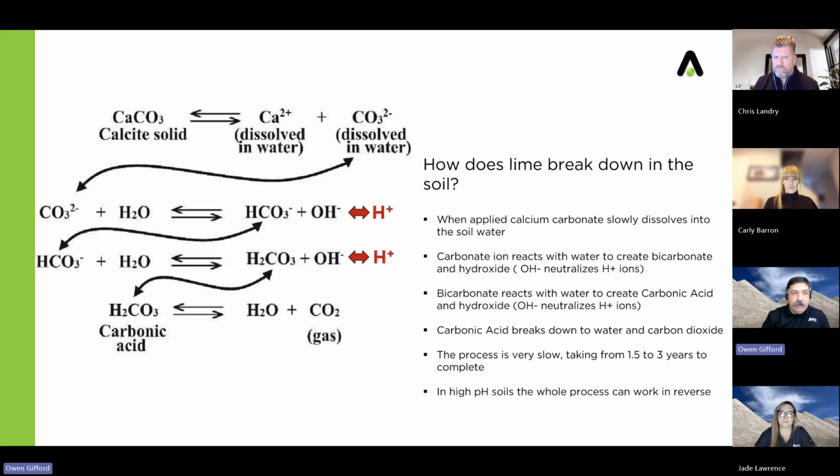And interestingly, in a higher pH soil, as you notice, the arrows go in both directions in these reactions. In a higher pH soil, the whole process can really work in reverse. So if you apply a lime in the soil, it won't do anything, or the soil can absorb carbon dioxide and work backwards through this process, releasing hydrogens and creating these other elements. So it naturally wants to bring itself to a balance around that 7.